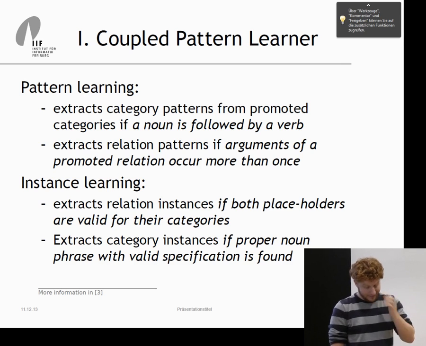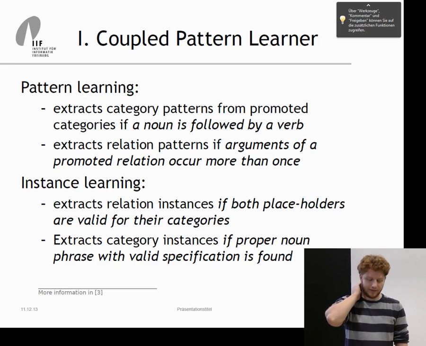The instances are promoted like this. The relation instances are promoted if both placeholders of a fact that we saw on the web page are valid for the categories, and it's the same for category instances. If we have a proper noun phrase which is valid for the specification we had for the category, we use it as an instance for this category.